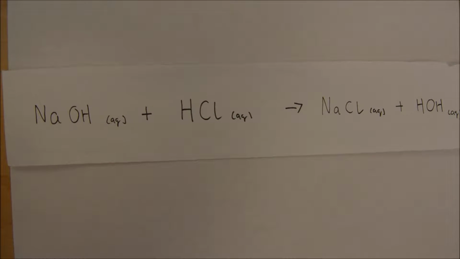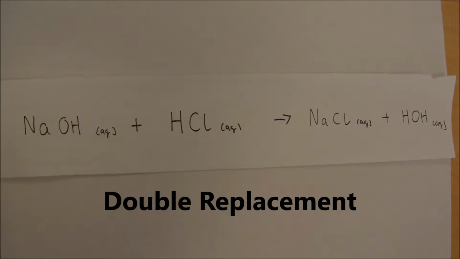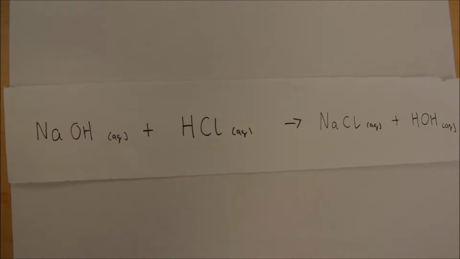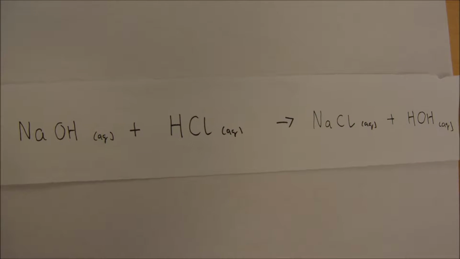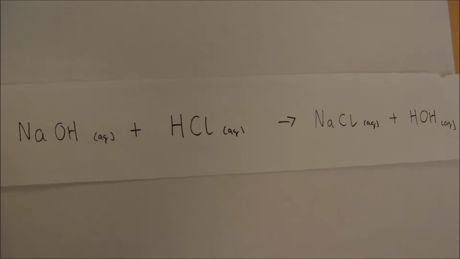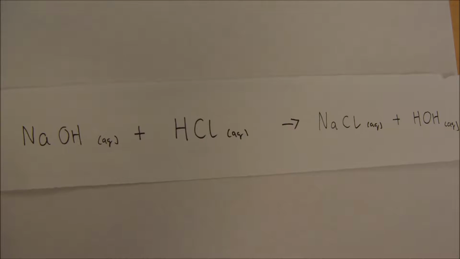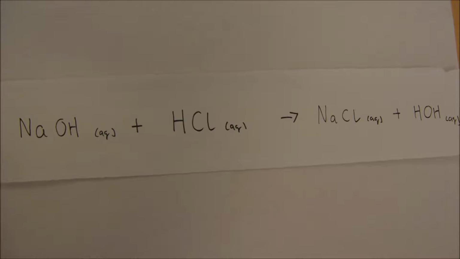This is a double replacement reaction. The cations and anions switch places in this reaction. The sodium ions bond with the chloride ions, and the hydrogen ions bond with the hydroxide ions in the reaction. It is also called an acid-base reaction. Sodium hydroxide is a strong base, and hydrochloric acid is a strong acid.